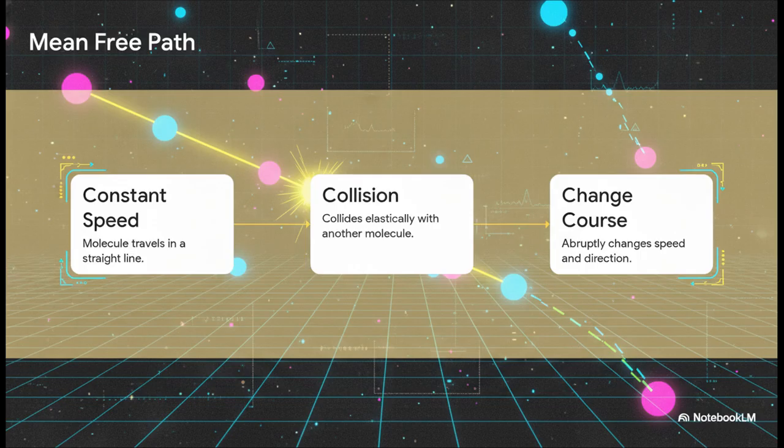First, it travels in a straight line. Then bam, it suddenly collides elastically with another molecule. It abruptly changes direction and speed, and the whole cycle repeats. The mean free path is just the average distance it actually manages to travel between these collisions. To put that into perspective, in oxygen at room temperature, a molecule has less than a nanosecond between impacts. That means it is suffering roughly 4 billion collisions every single second.